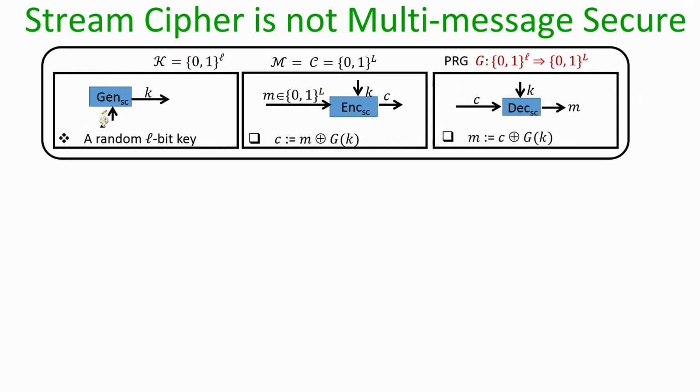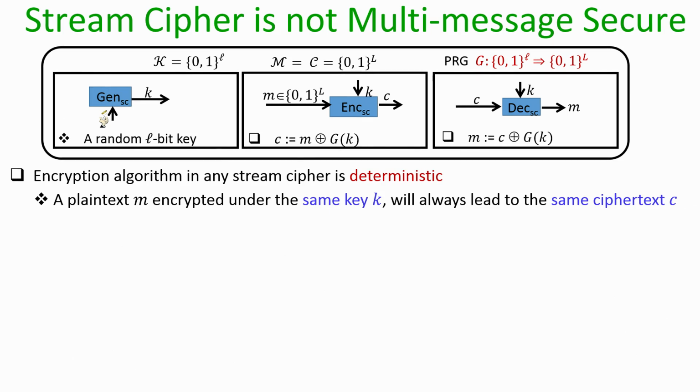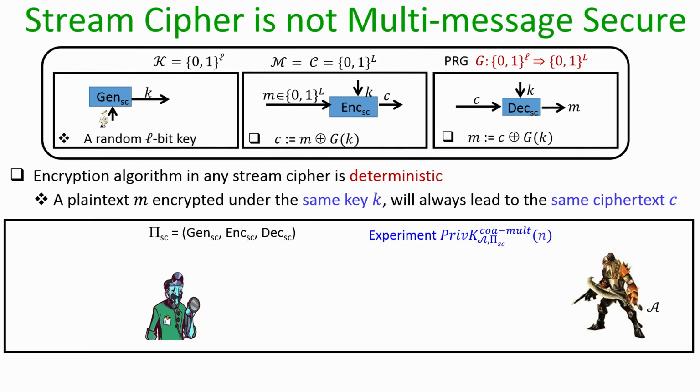Now let us quickly see why stream cipher is not multi-message secure. Here you are given a stream cipher, and the main reason that your stream cipher is not multi-message secure is that the encryption process in the stream cipher is a deterministic algorithm. That means, if you encrypt the same message M using the same key multiple times, you are going to get the same ciphertext C, and that is a loophole which any adversary could exploit in the multi-message security experiment. What I am going to show you is an instance of an experiment where any adversary can break the notion of multi-message security against your stream cipher.